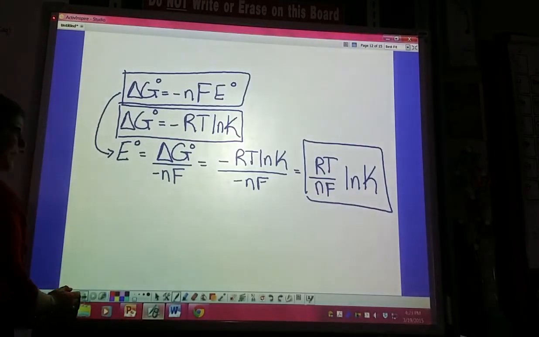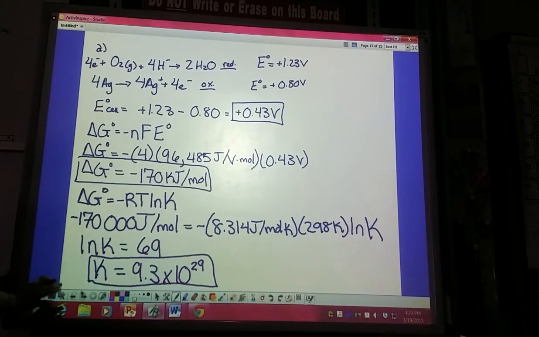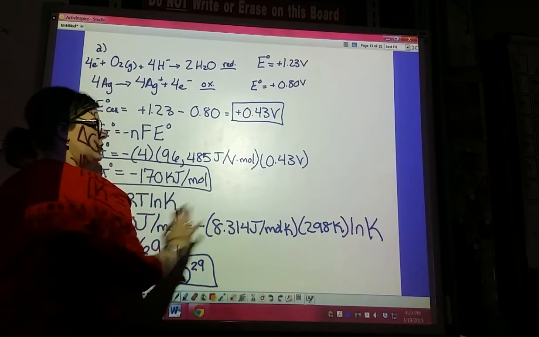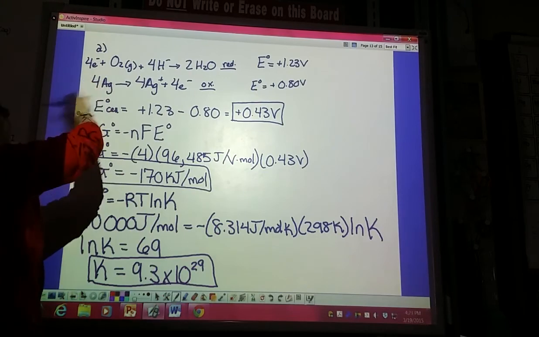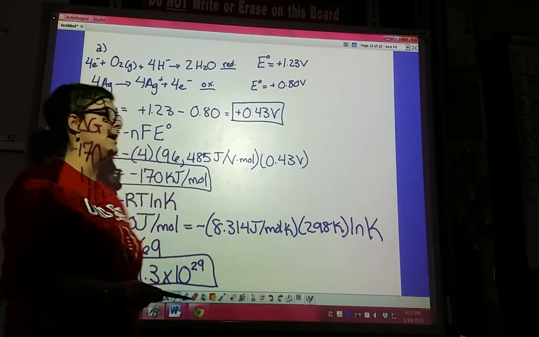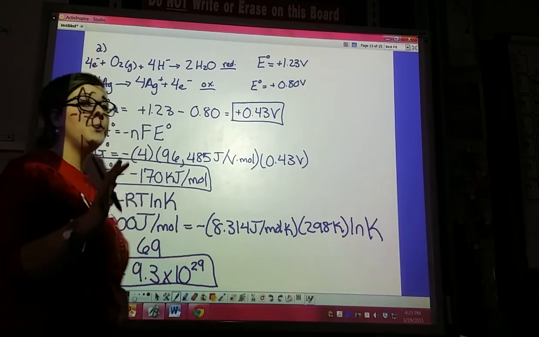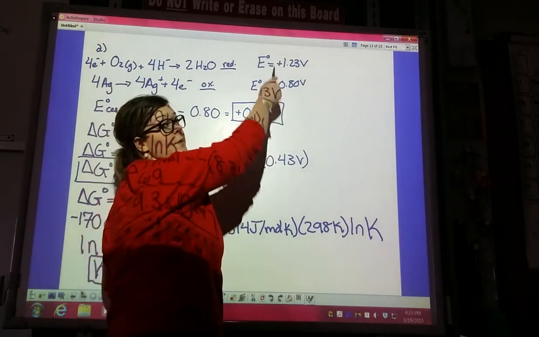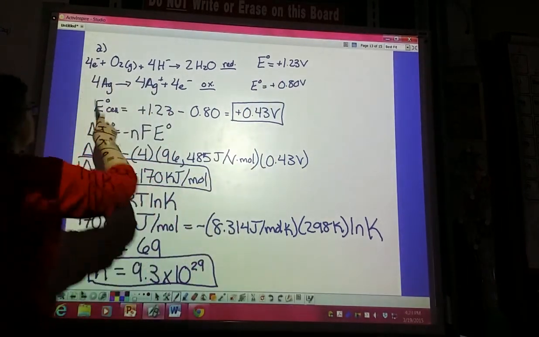For time's sake, I went ahead and worked this out. So follow me here, okay? Don't freak out by all of this yet, just stay with me. So I had to write out first what's the oxidation step, what's the reduction step. Now, in this problem, if this were an FRQ or multiple choice, they give you these. These are going to be given to you. You don't have to look them up.